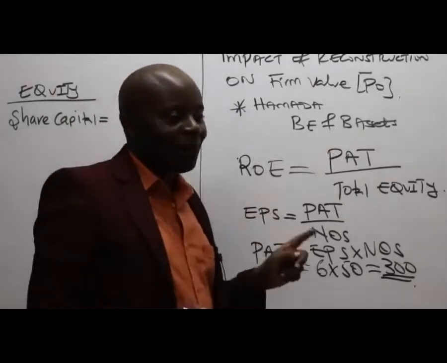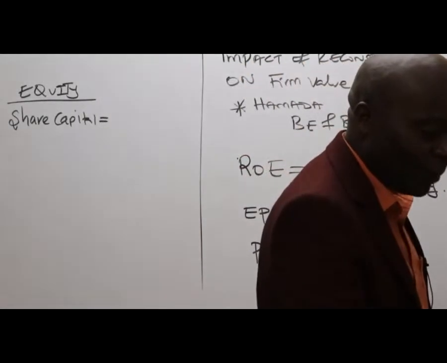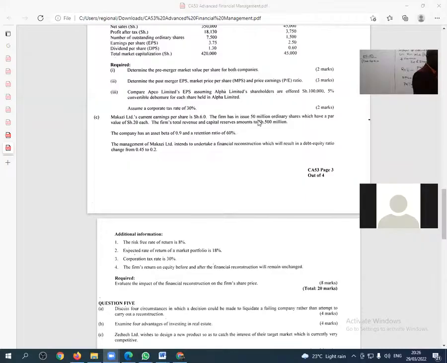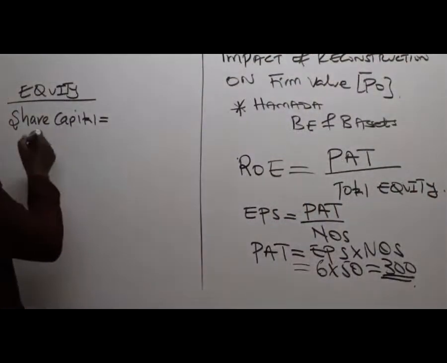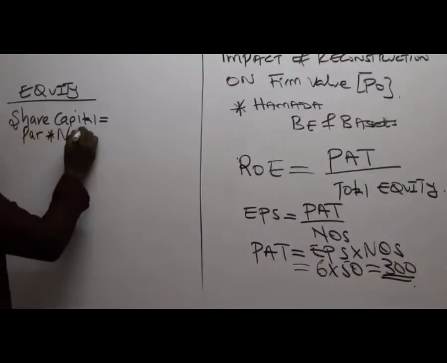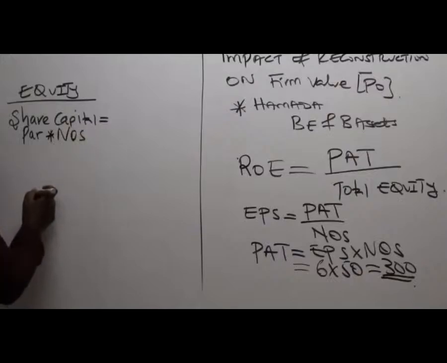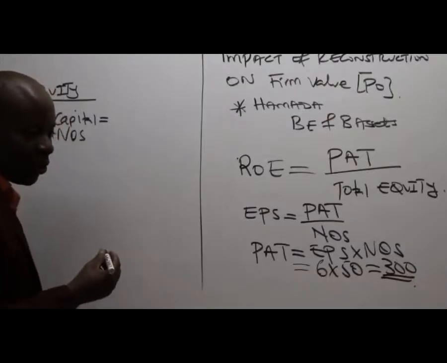And fortunately for share capital, they have given me the power. If you look at the share capital here, they have told me the firm has in issue 50 million ordinary shares whose par value is 20. This is quite a good thing. So I'll take 50 million times what here, somebody? So basically I'm taking the par value times the number of ordinary shares. Par value times the number of ordinary shares. So what is the par value amount given?